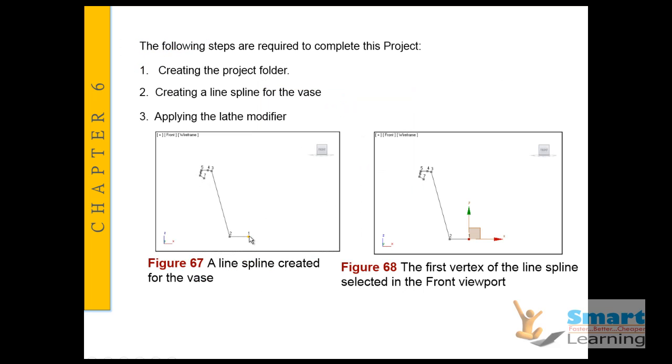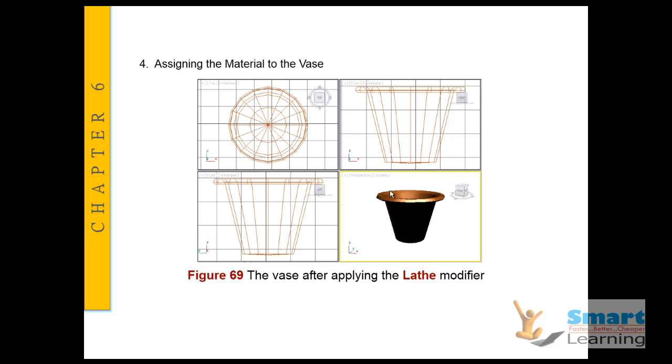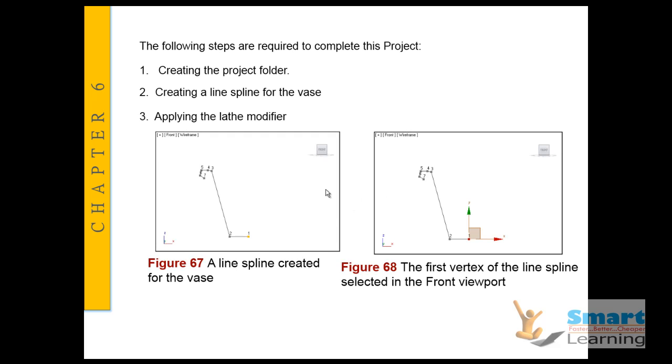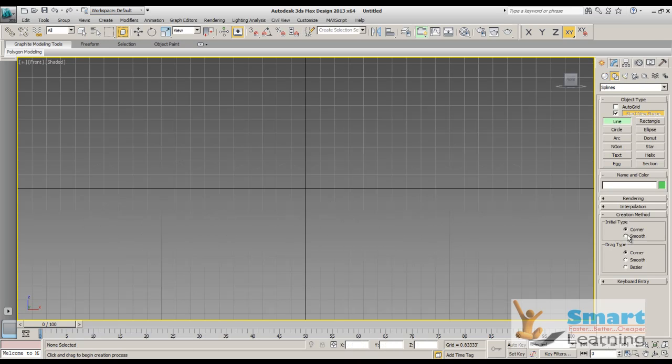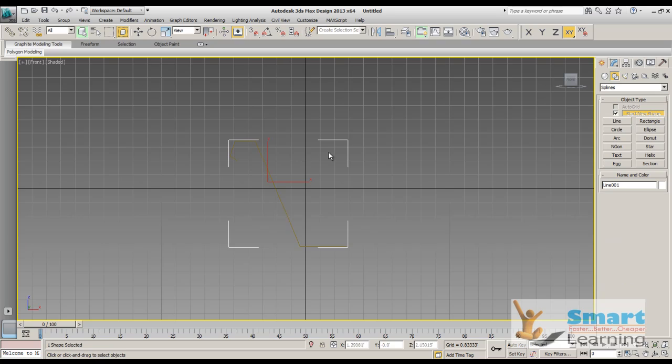You have to create this particular profile, and then you have to create the lathe object by assigning the lathe modifier. So let us see how to create this. I'll go to the front view and I'll create the line using the corner method, and press Shift to make it straight. This is the vase profile.